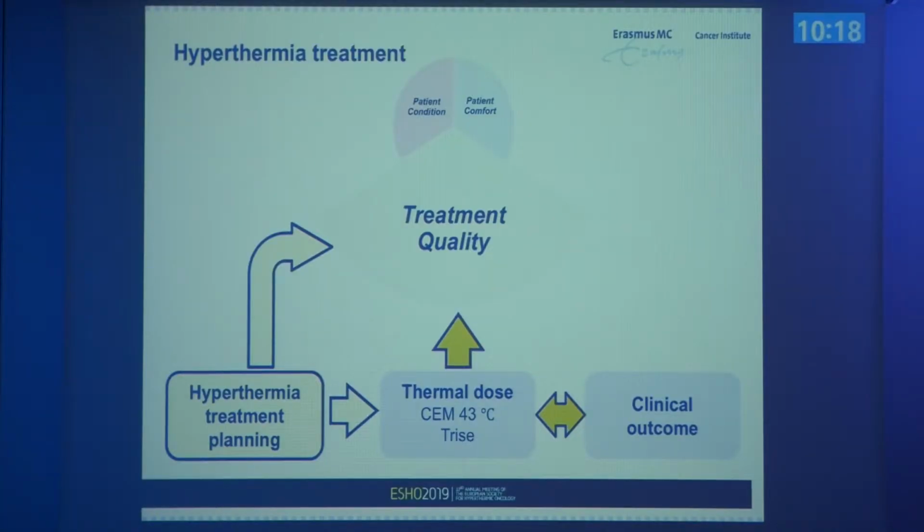We know that treatment quality can be measured by thermal dose, and it was shown by Martina Franchina that it is highly correlated with clinical outcome. Yesterday, in the presentation of Petra Cox, she also showed that by doing very good treatment planning, we can predict the SAR distribution, and it is also highly correlated with the temperature distribution. So with all these assumptions, we can assume that doing a good treatment planning, we can predict thermal dose and also treatment quality.